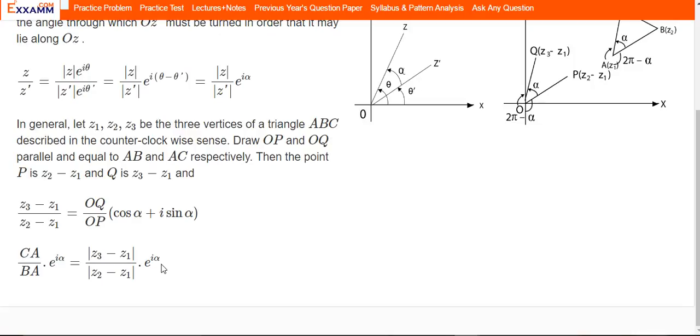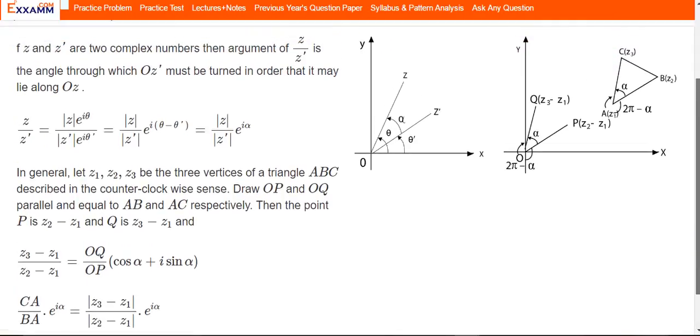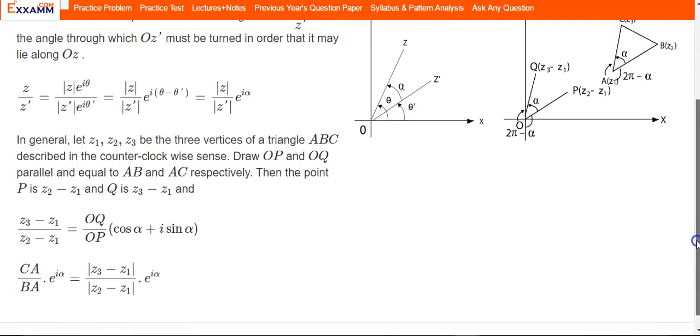I can spend more time explaining this thing again and again, but it would be much easier for you to understand this thing from the example. As of now, I just suggest you remember these two formulas, that Z upon Z dash is equal to modulus of Z upon modulus of Z dash times e to the power i alpha, where alpha is the angle when we rotate the Z dash in counterclockwise direction along the origin.